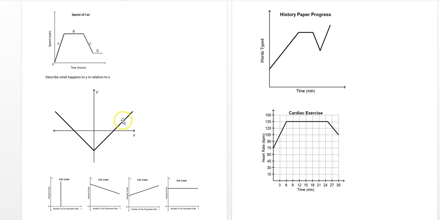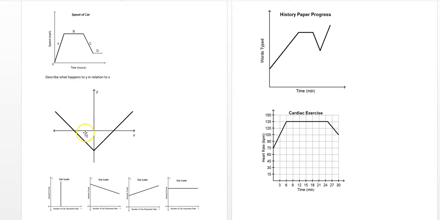Let's look at this graph. There's no title here, it just shows us this line on the graph, and the question might be something like, describe what happens to y in relationship to x. So x is going this way, y goes this way, so at this starting point on x, starting at the left where x is negative, as we move across the x-axis, we see that the y values are going down.